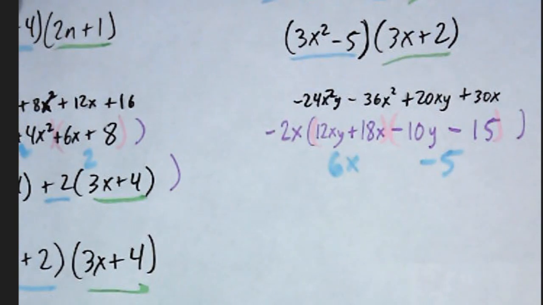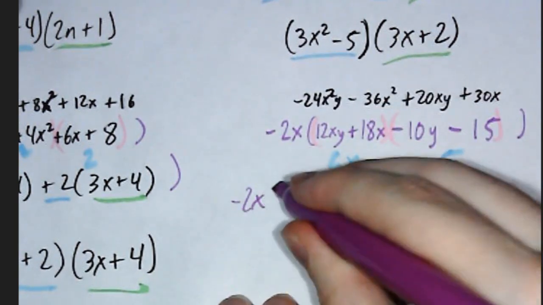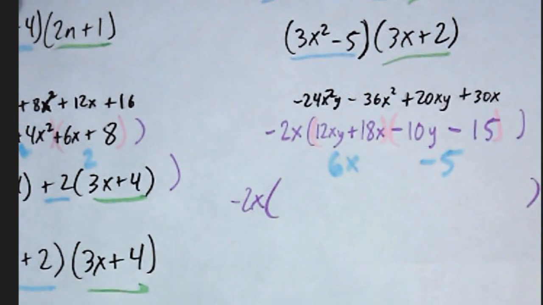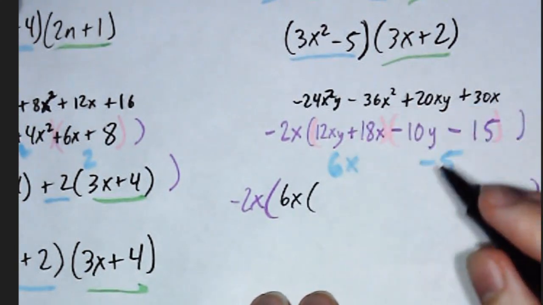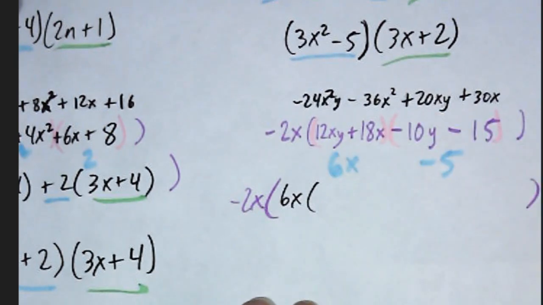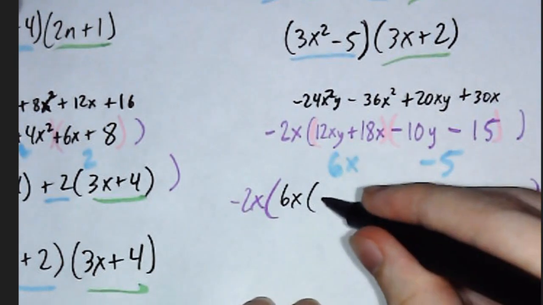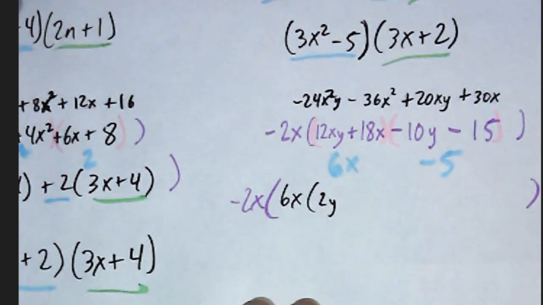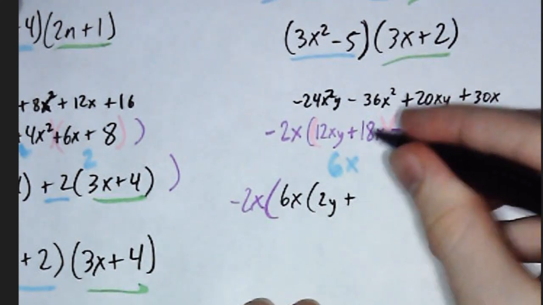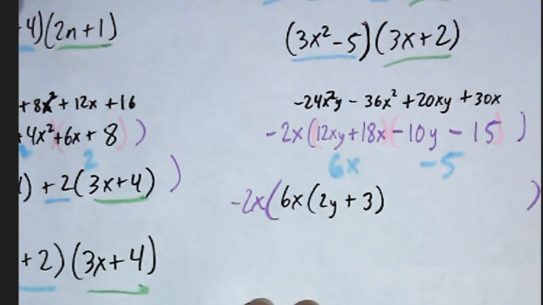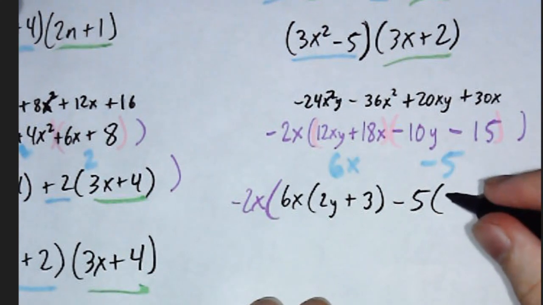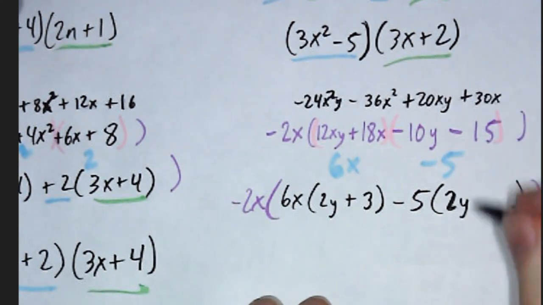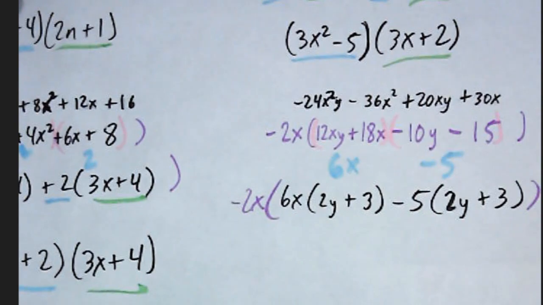So we've got our negative 2x on the outside, our overall GCF. Then we've got 6x times 12xy divided by 6x. We're undistributing the 6x from the first group here. 12xy divided by 6x is going to be 2y. 18x divided by 6x is going to be positive 3. Then minus 5 is our second GCF. Negative 10y divided by negative 5 is positive 2y. And negative 15 divided by negative 5 is positive 3.